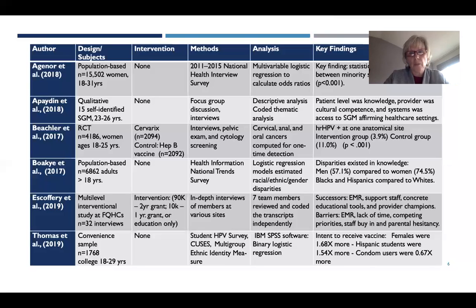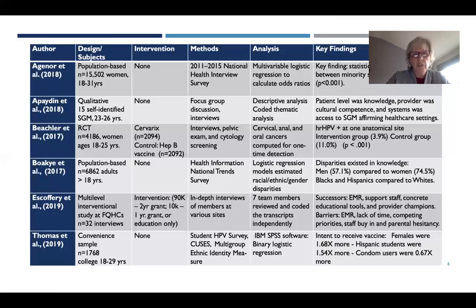The analysis was computing a one-time detection for any type of cancer. And what they did find was a statistically significant difference in the intervention group compared to the control group. So those that received the vaccine actually had a statistically significant lower risk of cancer than those that received the hepatitis B vaccine. The Boyaki article from 2017 assessed racial, ethnic, and gender disparities in HPV vaccine and knowledge.